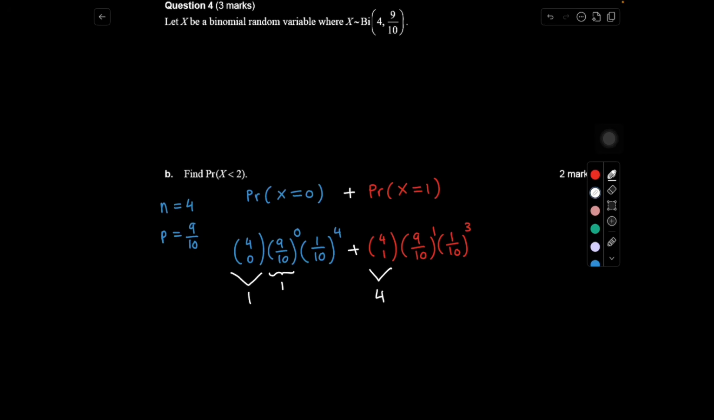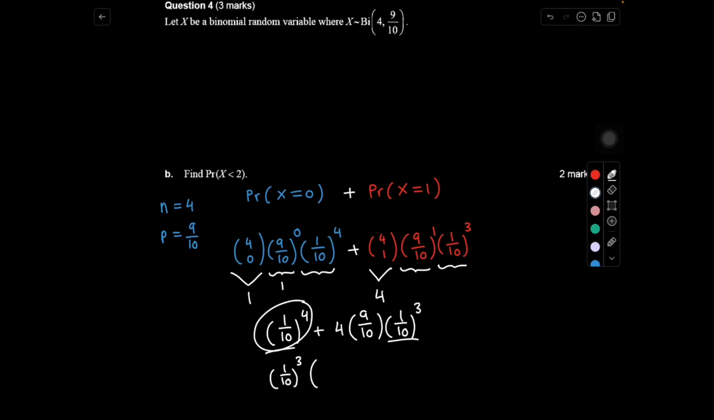This is equal to 1. And then this stays the same, this stays the same, and so does this. So our next line should look like this. 1 on 10 to the power of 4 plus 4 times 9 on 10, and then 1 on 10 to the power of 3. Now what you can do is you can factor this out, and you can get 1 on 10 out here. That will leave only 1 on 10 once here, since there's 4 of them there. And then this will leave 36 over 10 here when you multiply 4 and 9.